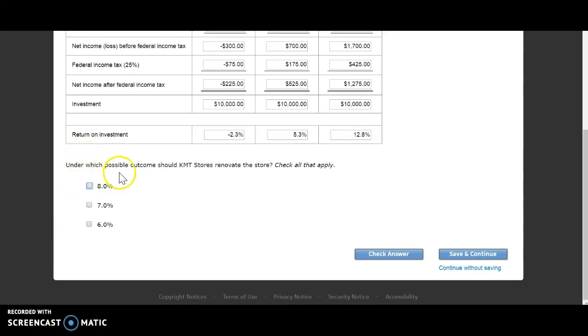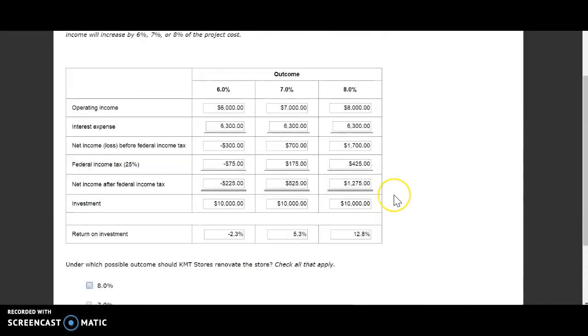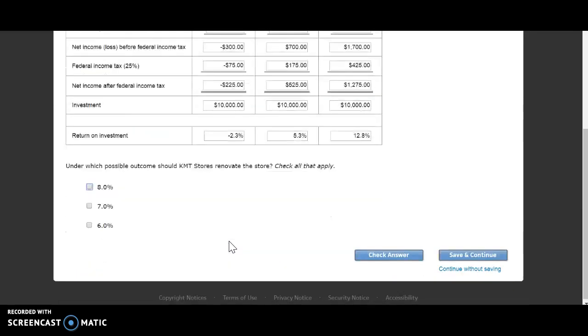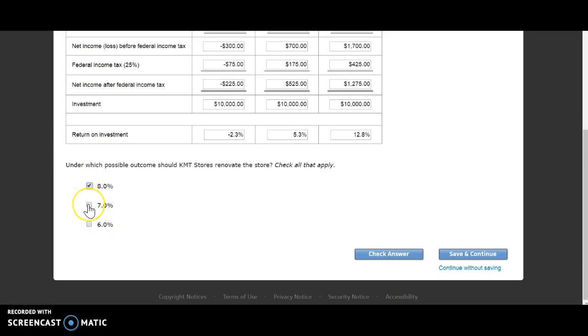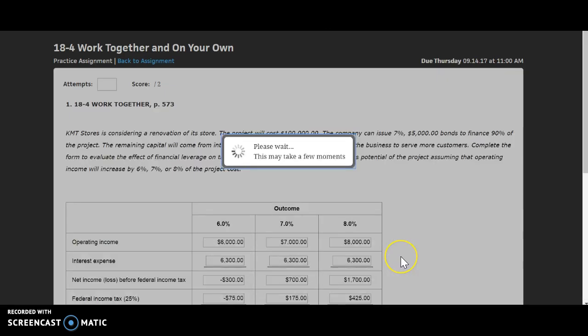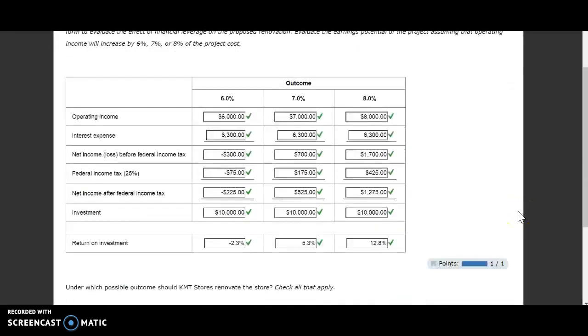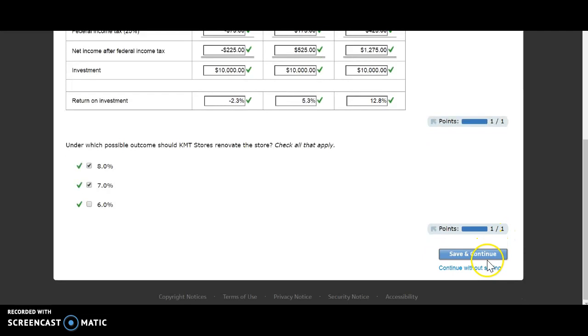Okay, then it asks us under which possible outcome should KMT Stores renovate the store, and it says check all that apply. Well, obviously, we're going to want a positive return on our investment. The best option would be our 8% here, but the 7% is going to work as well. We want to stay away from that 6% because here we have a negative return on investment. So we want to do 8 or 7. Go ahead and check answer, and save and continue.